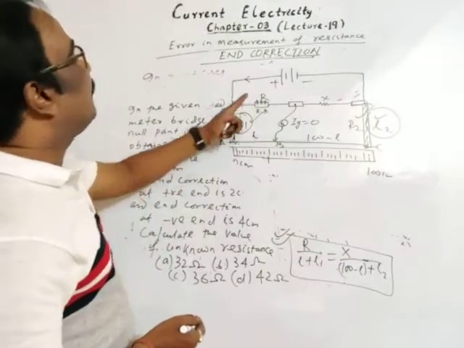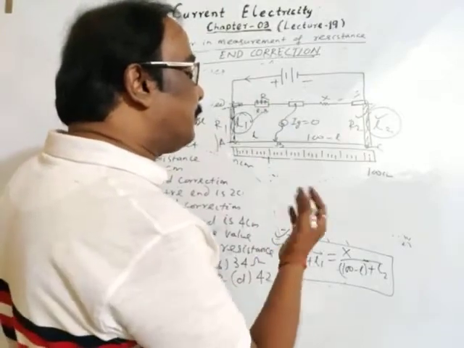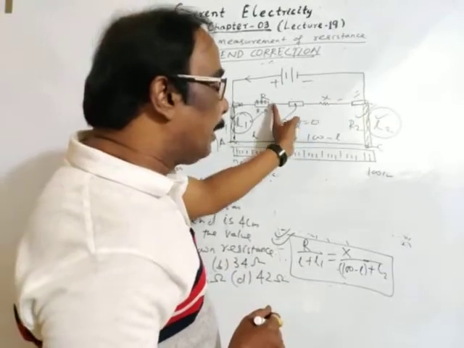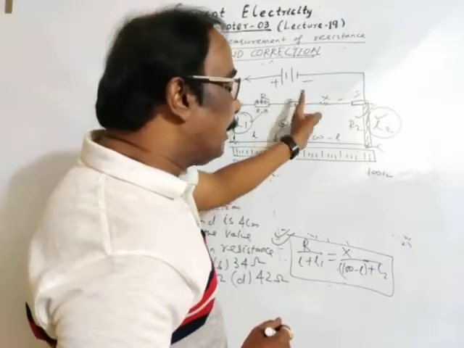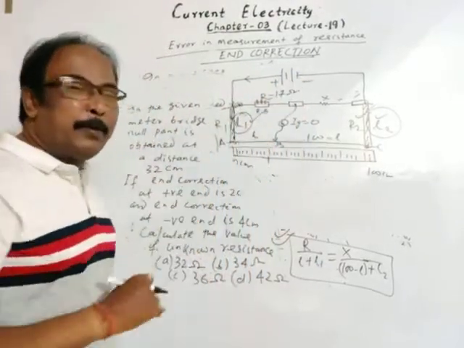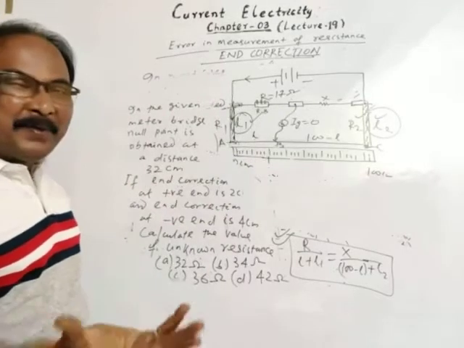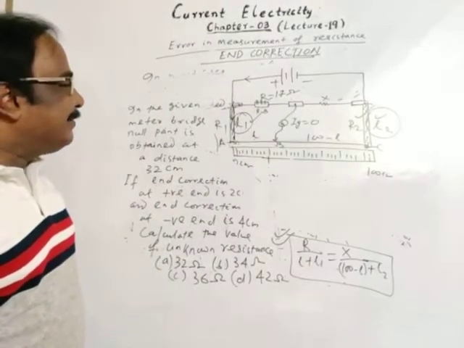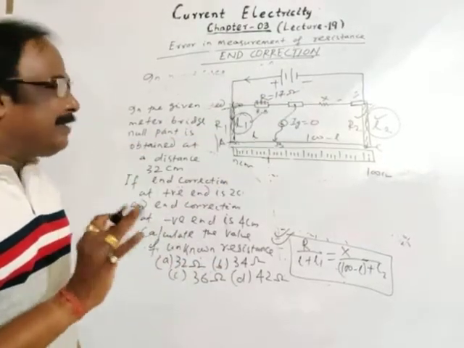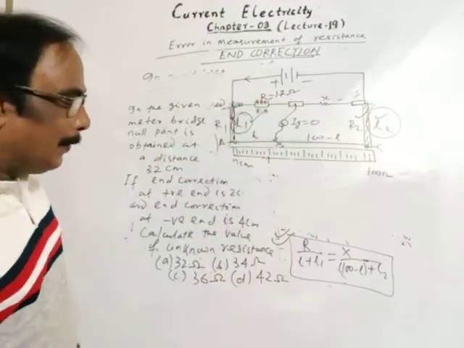I am not given the value of R. Let's fix a value. If R is given, then we can calculate. Let R be 17 ohm. Any value may be taken. Okay. Now you may try. Just use this relation and get the value of unknown resistance.